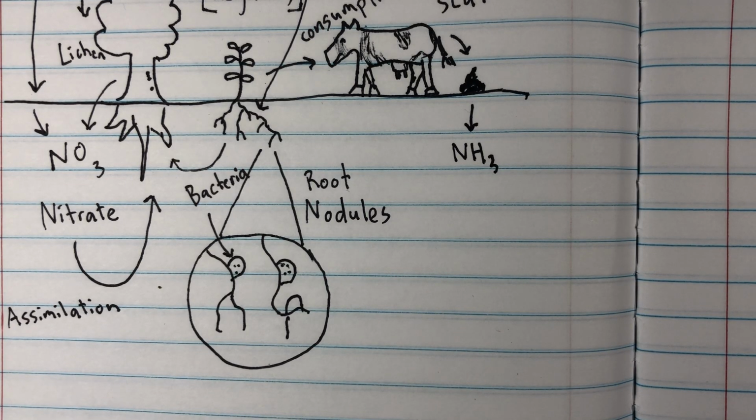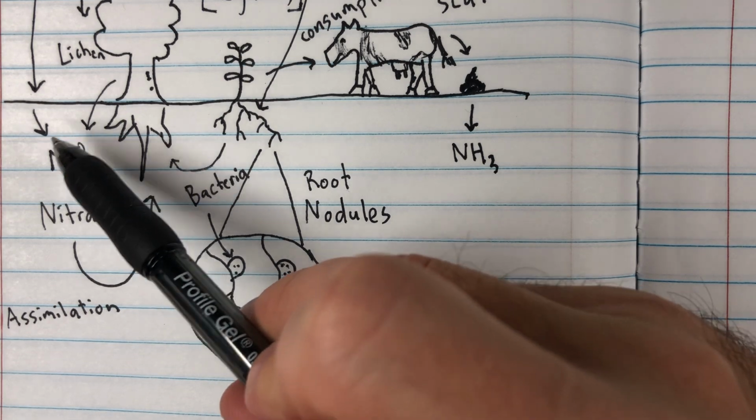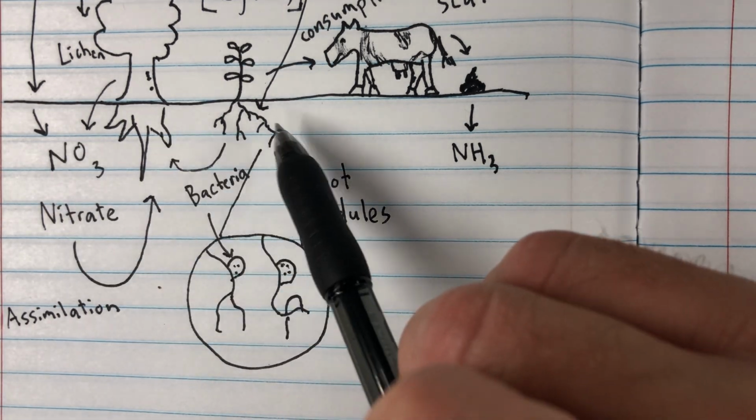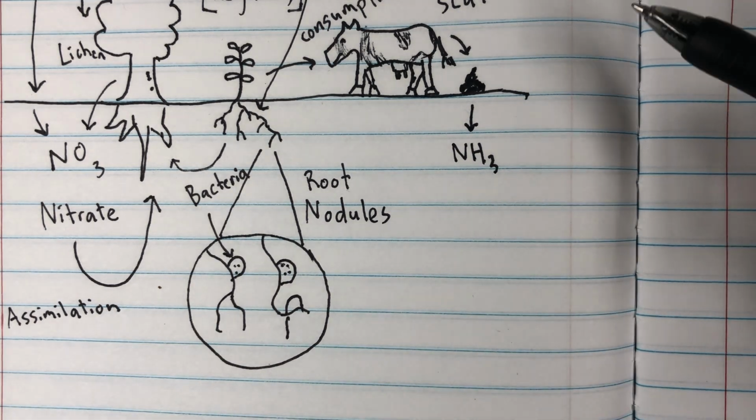Okay, it's part two of our notes on the nitrogen cycle. We've looked at lightning, lichen, and legumes fixing nitrogen from the sky. We saw how that nitrate, that useful form of nitrogen, went back into plants through assimilation. And we left off with scat.